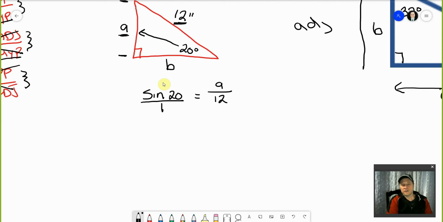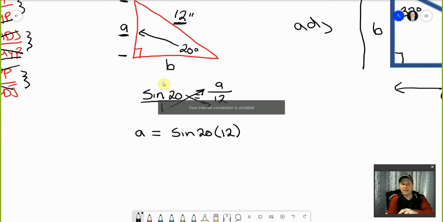So the proper way to do this is to cross multiply, right? So 1 times A is 1A. You don't have to write the 1, okay, because 1A is A. Sine 20 times 12 is sine 20 times 12, and we learned in algebra that we use brackets for multiplication. So that's how we move the A and isolate it.